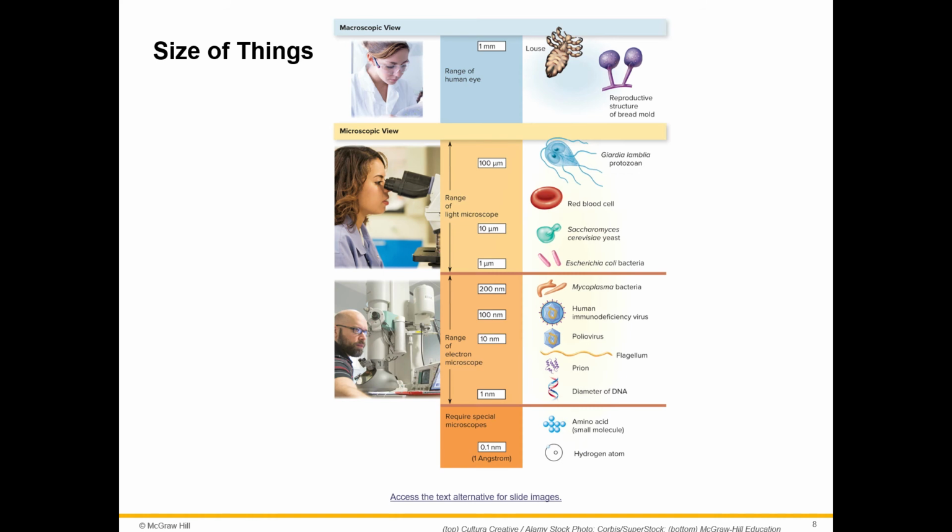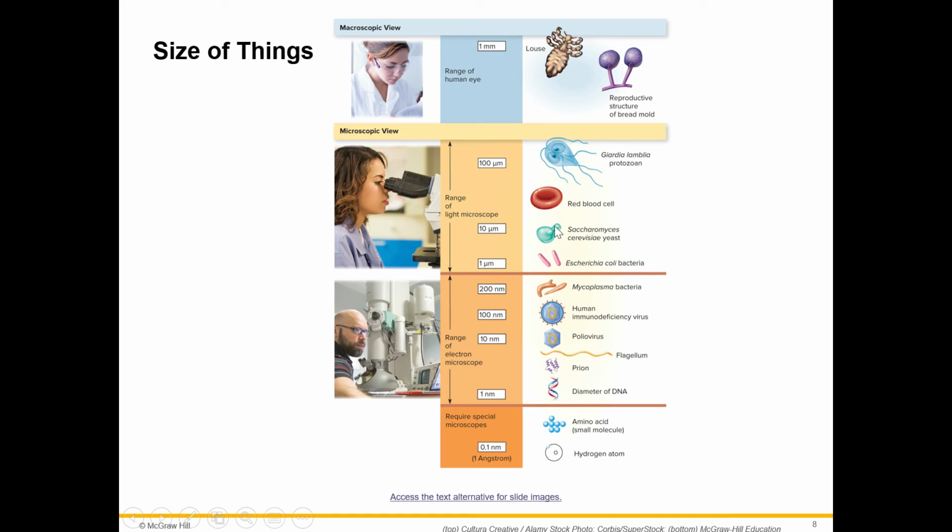So, size of things. A louse can be seen with the naked eye, and a reproductive structure of bread mold can be seen with the naked eye, and they're about 1 millimeter. Giardia lamblia protozoan, so this guy, we'll learn about him later on in this course, is about 100 micrometers. A red blood cell is a little bit smaller.